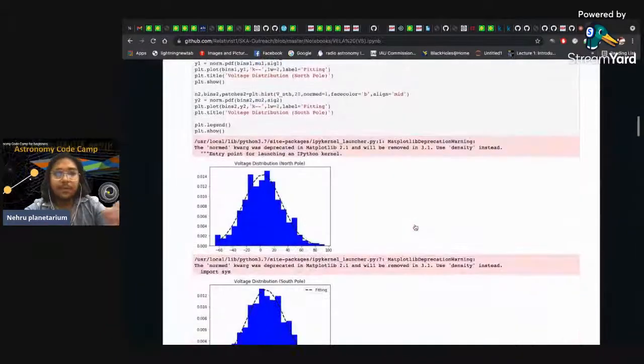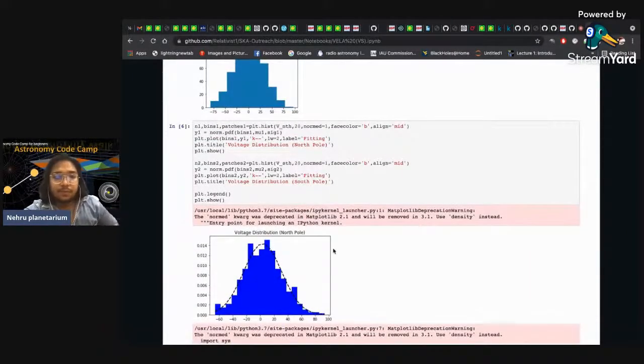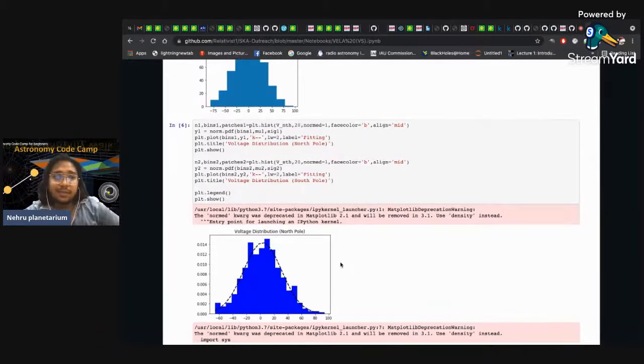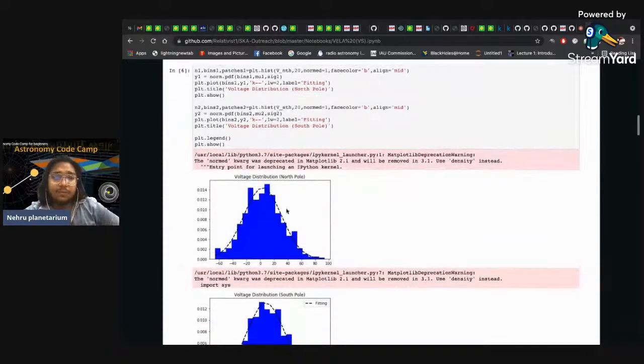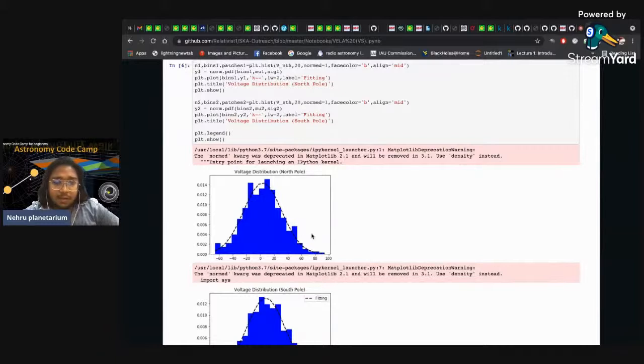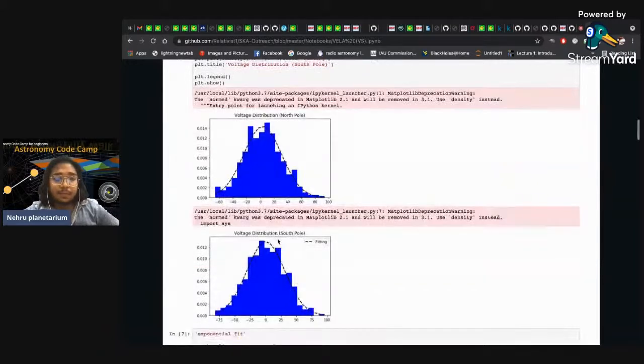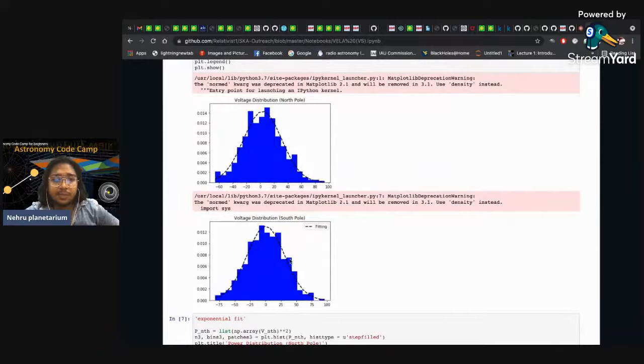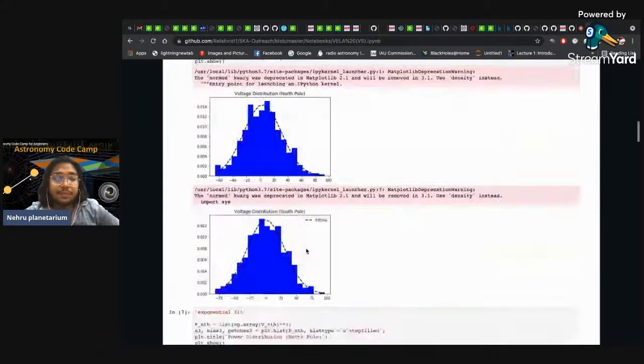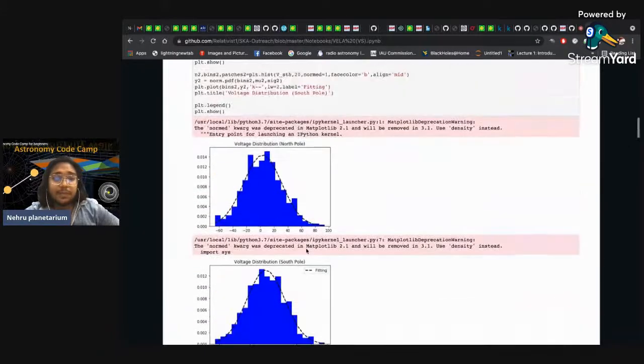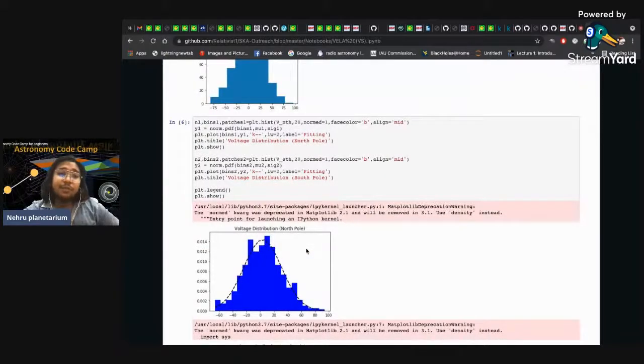Okay. Yeah. So this is what it's supposed to look like. What we're doing is we have our probability density function, which here is a Gaussian distribution function, and we see how beautifully it fits our data set. This is for the North Pole data set, and this is for the South Pole fit.